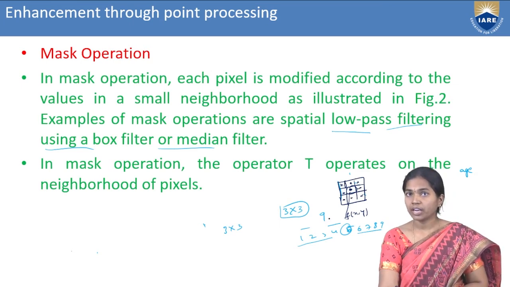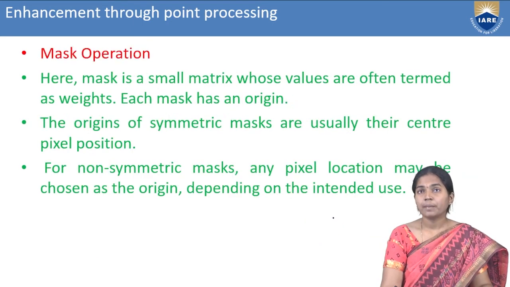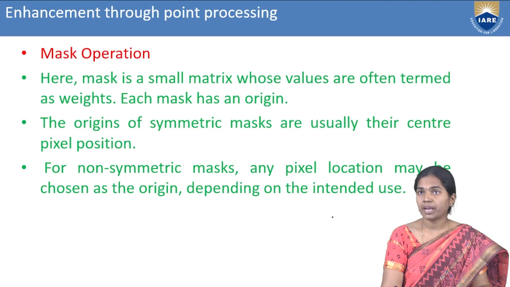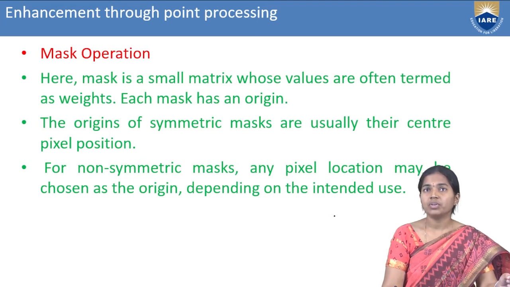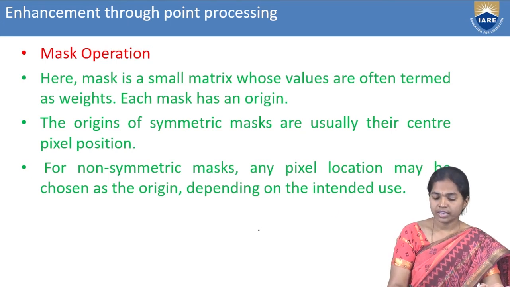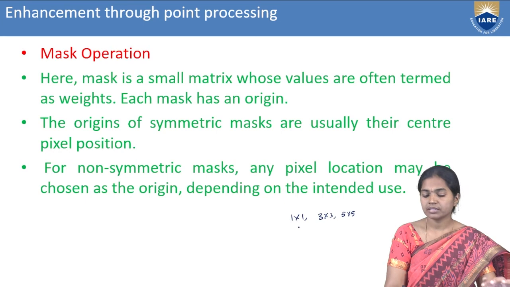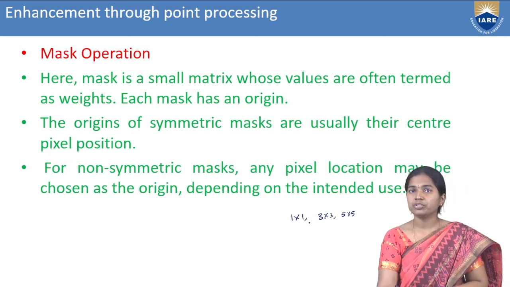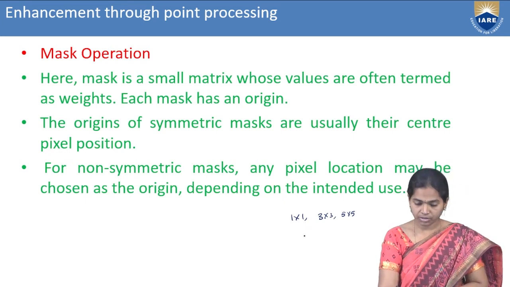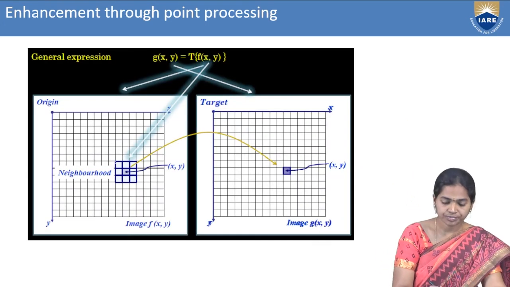Here T operates on the neighborhood pixels. The mask is a small matrix whose values are often termed as weights. Each mask has an origin. For example, the mask sizes are 1 by 1, 3 by 3, or 5 by 5. For non-symmetric masks, any pixel location may be chosen as the origin depending on the intended use.